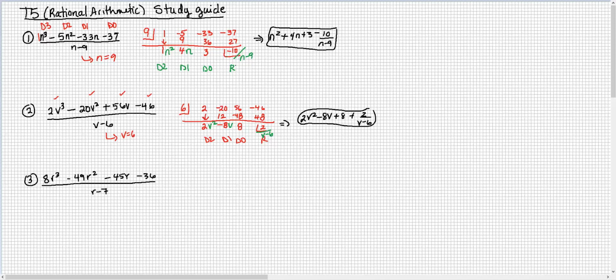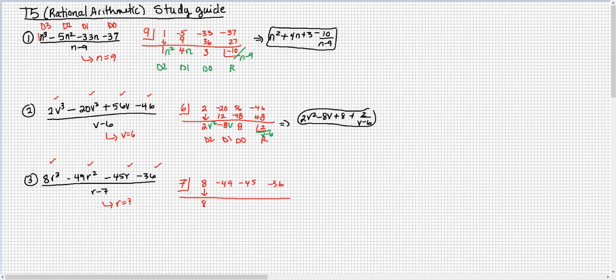All right, this problem is also synthetic division. So we need to get the root, r equals 7, and then we need to check the degrees. Degree 3, degree 2, degree 1, degree 0, they're all present. Now remember, if it's not present, you're going to have to add a 0 as a placeholder. So please make sure that you review that. You will have missing degrees on your test. So we have 8, negative 49, negative 45, negative 36. Those are the coefficients.